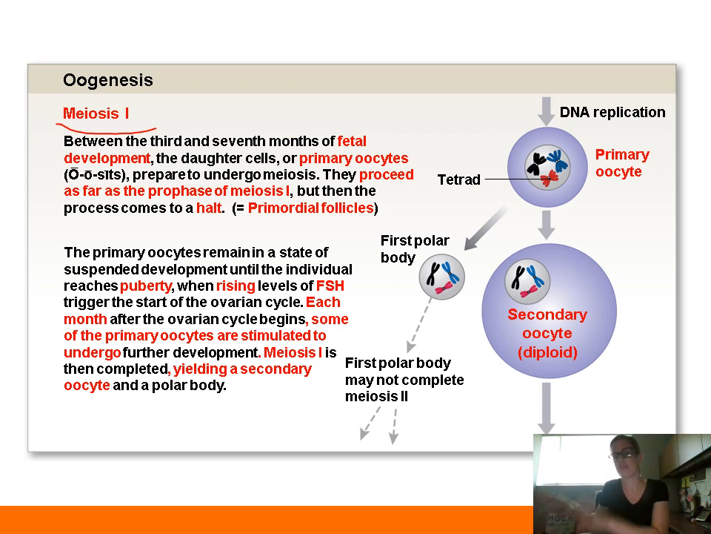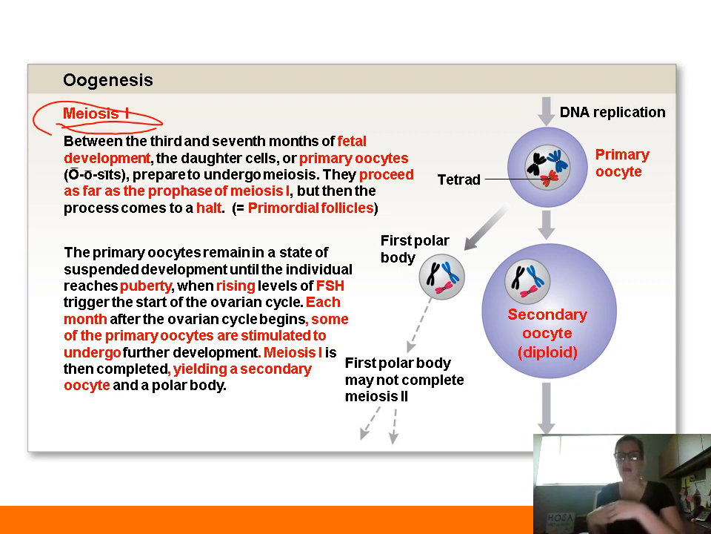And eventually, at the end of that, we're going to end up with a cell that has half the number of chromosomes as the parent cell. We're going to end up with a haploid cell. But remember, again, that involves two divisions in order for us to get there. Meiosis one and then meiosis two. So now, first, we're going to look at what happens with meiosis one.